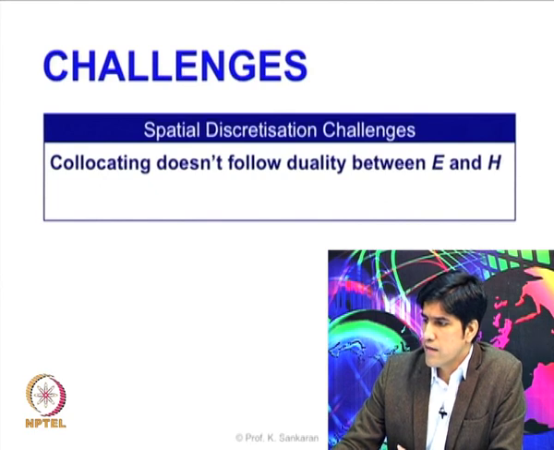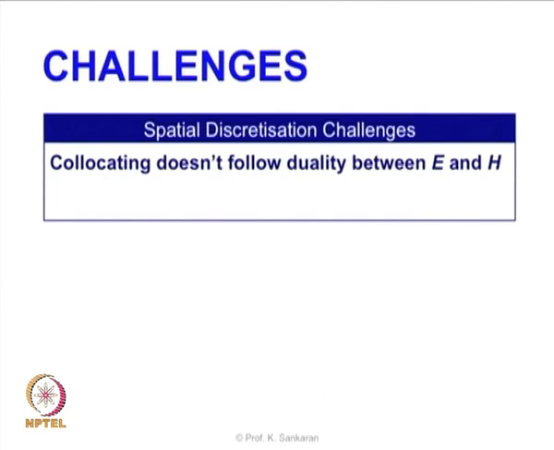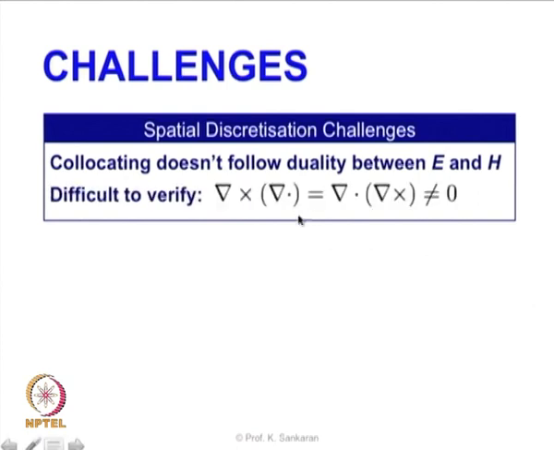And the second thing is, in the case of the finite volume method, although you do not see the difficulty, the divergence of the curl should be equal to 0. It is difficult to verify because there is so much dissipation going on. This particular condition, even if it is not equal to 0, will not be a huge problem, but still this is one of the things that we need to understand, because the spatial discretization does not have the duality nature, and also it is very difficult to verify this one.